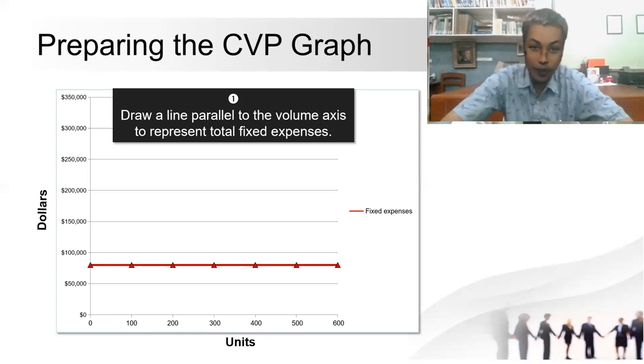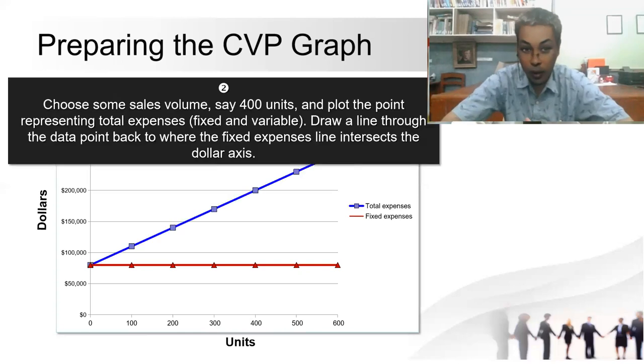Okay, next on our slide is step two, wherein we have to choose some sales volume, say 400 units. Usually, if we have to be very critical about it, it is preferable, and my technique is, I prefer to use the maximum number of sold items from the historical data. What is the maximum? For example, the maximum is 600. So I will look for the 600 rather than the 400. But anyway, it doesn't really matter.